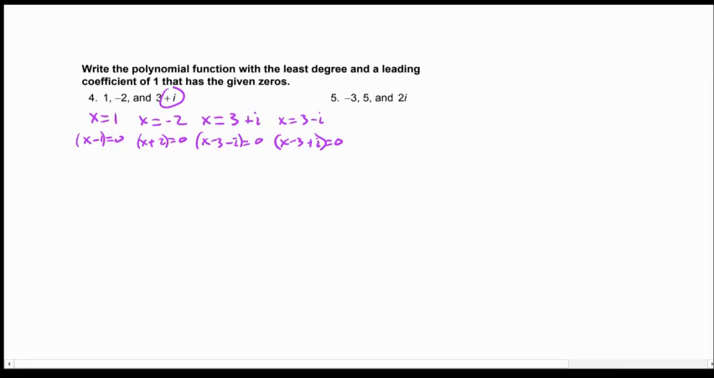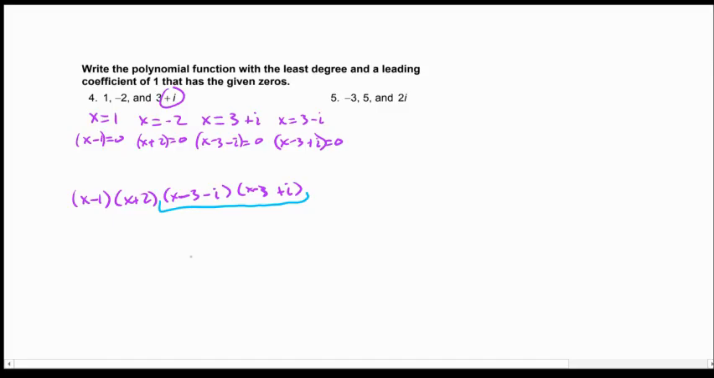In factored form, it would just be really simple. It'd be just x minus 1, x plus 2, x minus 3 minus i, x minus 3 plus i. But because it asks for it in standard form here, or actually I guess I don't know if it does, but I'm going to still put our answer in standard form to kind of show what we would do here. So to start, I'm going to multiply these two together.